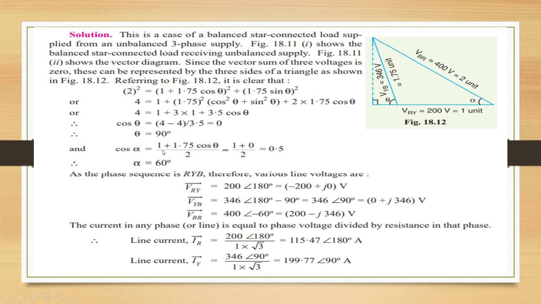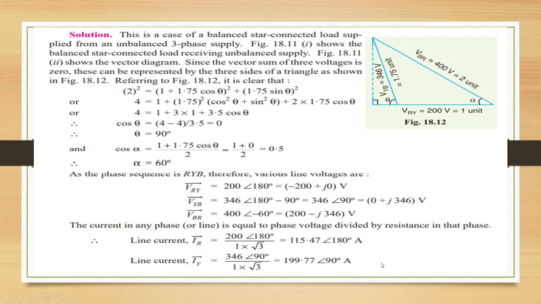And cos alpha is 1 plus 1.75 cos theta by 2, that is 0.5, and alpha equal to cos inverse of 0.5, that is 60 degrees. As the phase sequence is RYB, therefore the various line voltages are VRY is 200 angle 180 degree, that is minus 200 plus j0 volt. VYB is 346 angle 180 degree minus 90 degree, that is 0 plus j346 volts. VBR is 400 angle minus 60 degrees, that is 200 minus j346 volts.